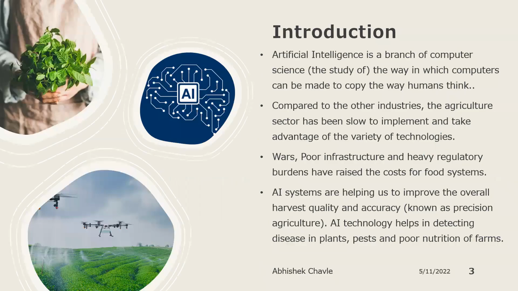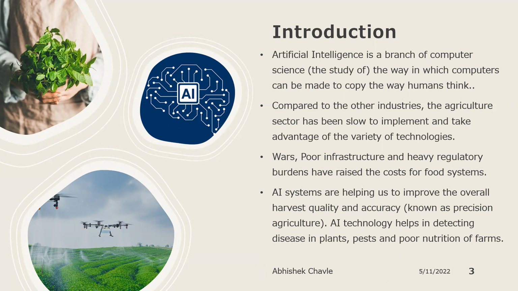So, introduction. Artificial intelligence is a branch of computer science, the way in which computers can be made to copy the way humans think. Now we can think in a specific way and we have some limitations. But what if our computers can also think like we think? If we make computers think like we think, our efforts can be reduced. So this is the way artificial intelligence works.